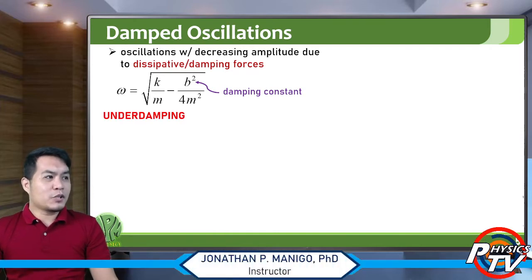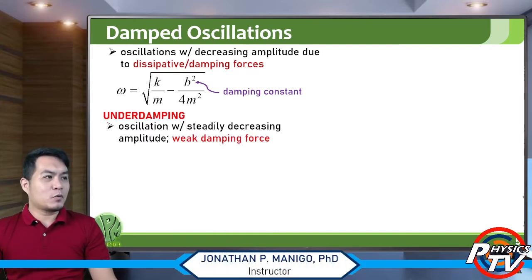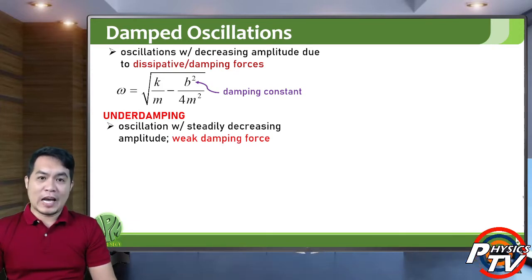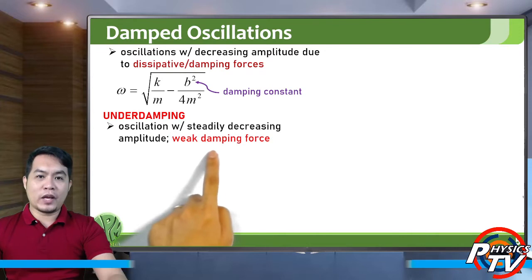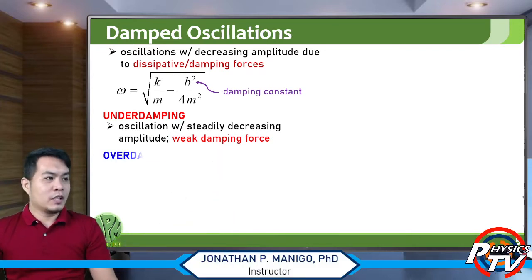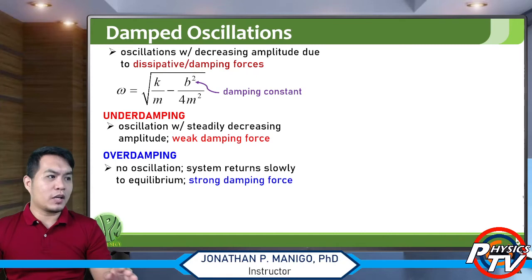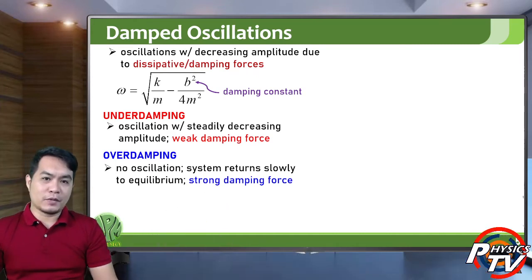A condition called underdamping happens when the oscillation has a steadily decreasing amplitude, and this is due to a very weak damping force. A situation called overdamping is one wherein there's no oscillation and the system slowly returns to equilibrium, and this is due to a very strong damping force.